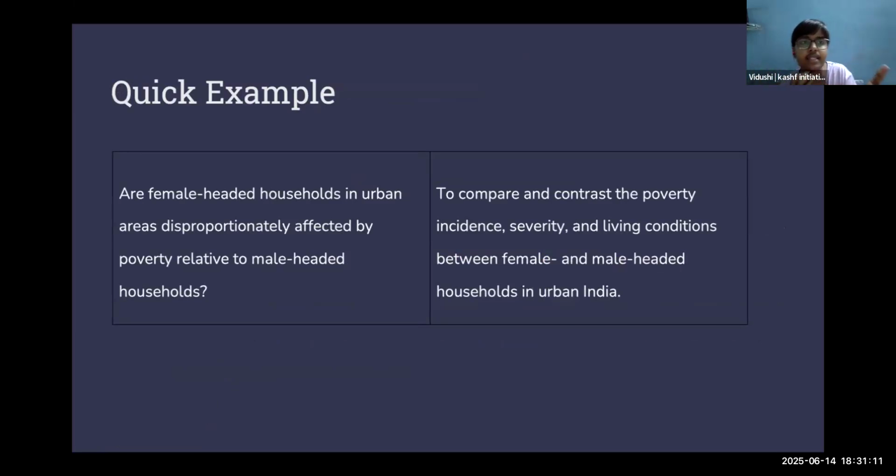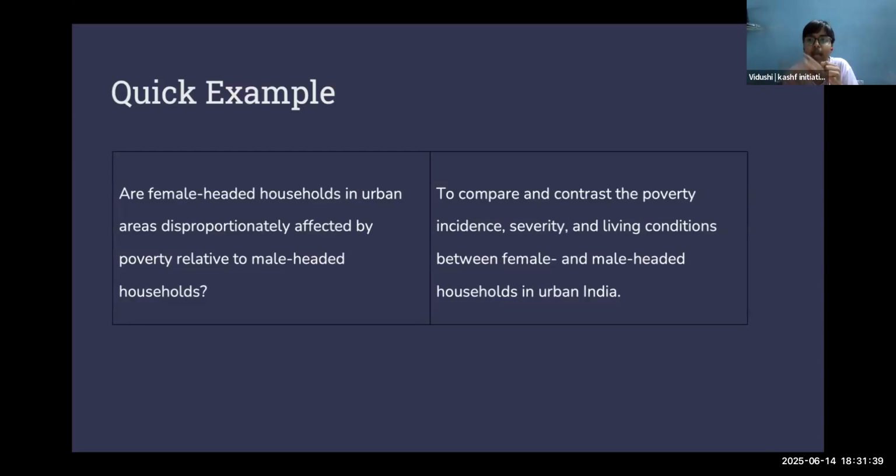So a quick example is: are female headed households in urban areas disproportionately affected by poverty relative to male headed households? That's a research question you're asking. So in your study, one of the research questions you may be asking is, is it so that female headed households are disproportionately affected by poverty? This is your research question, which is very pointed and exactly tells you what you're going to do.